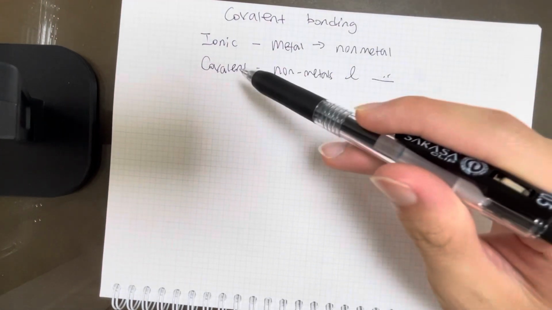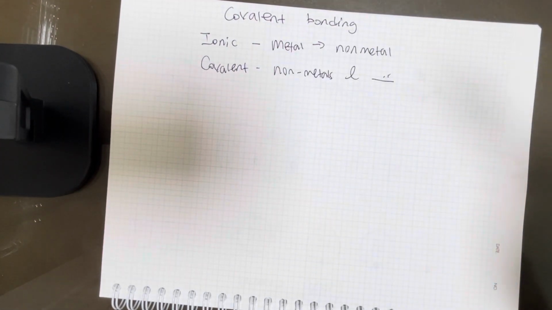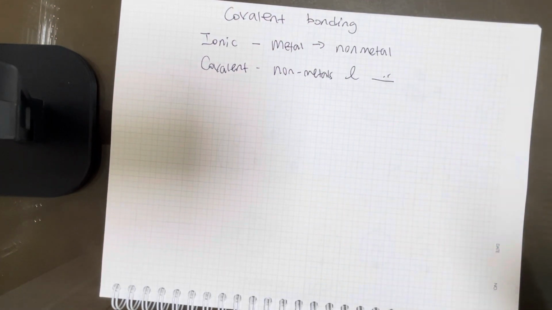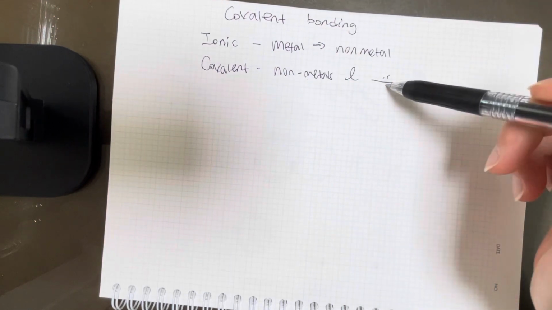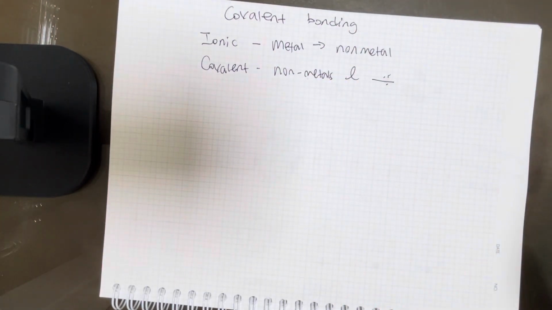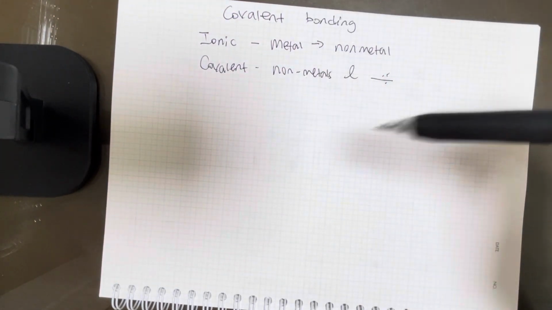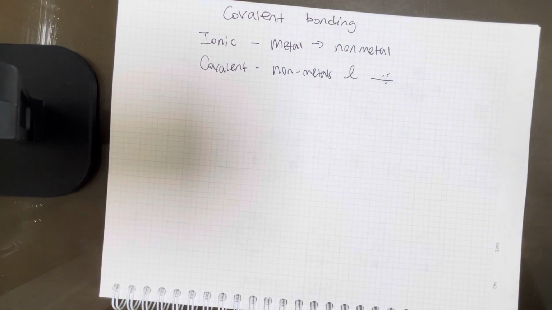Covalent bonding is between non-metals because non-metals already have a lot of electrons, so they don't want to lose electrons. They want to receive new electrons. If you have two non-metals together, none of them are going to want to give away their electrons because they already have a ton of electrons. So covalent bonding allows these non-metals to bond together without losing electrons. They're allowed to share electrons.